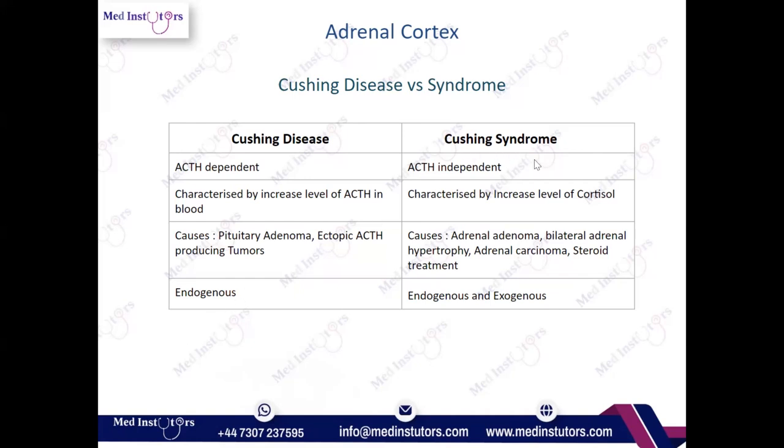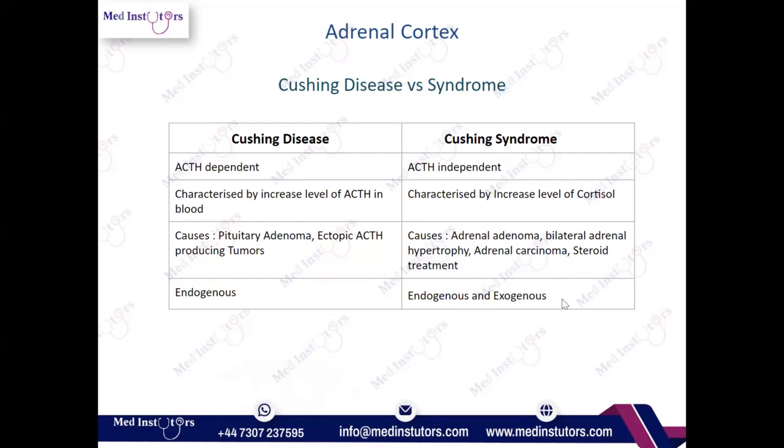But when we look at Cushing syndrome, it does not depend on the ACTH level. It is classically characterized by increased level of cortisol rather than increased level of ACTH. Why? Because it does not depend on ACTH. Why does it not depend on the ACTH? Because the cause lying behind the pathology is in the adrenal gland itself: maybe adrenal adenoma, bilateral adrenal hypertrophy, adrenal carcinoma, and steroid treatment. It may be endogenous and may be exogenous.